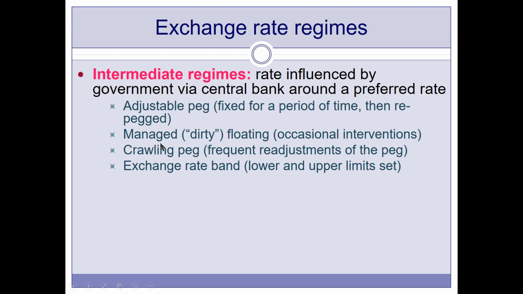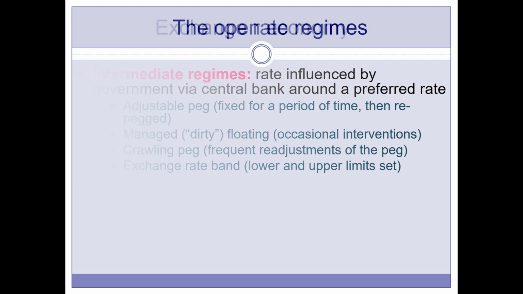It sometimes can take the form of managed or so-called dirty floating, which implies some occasional interventions by the central bank in case of extreme events in the market. Sometimes it can be a form of crawling peg, in other words, frequent readjustments of the peg, which is a form of adjustable peg mechanism. And the final version of the intermediate exchange rate regime can take the form of an exchange rate band, in other words, when the lower and upper limits are set within which the exchange rate is allowed to fluctuate freely, and the central bank only intervenes when the exchange rate crosses this boundary, up or down. So these are different types of exchange rate regimes which can exist in a country.